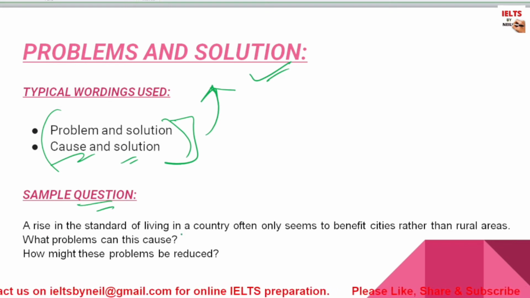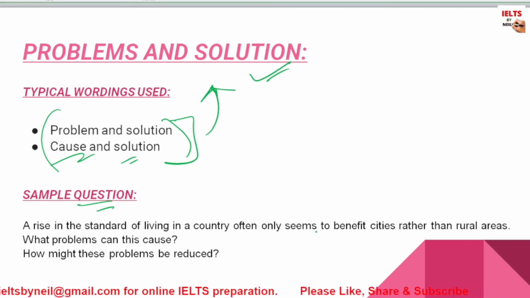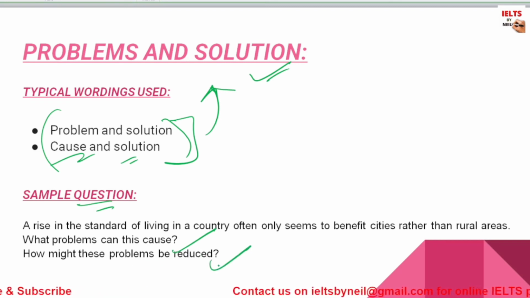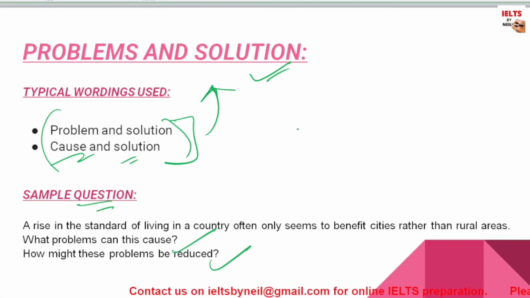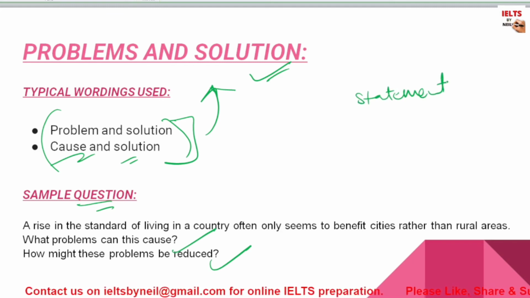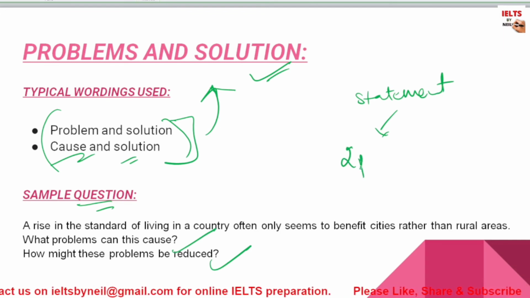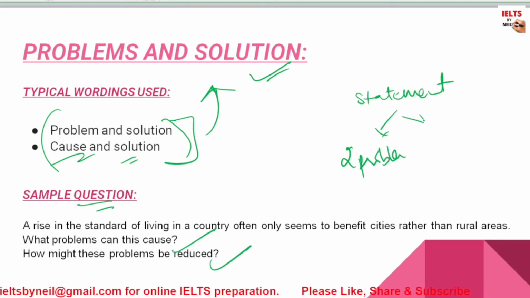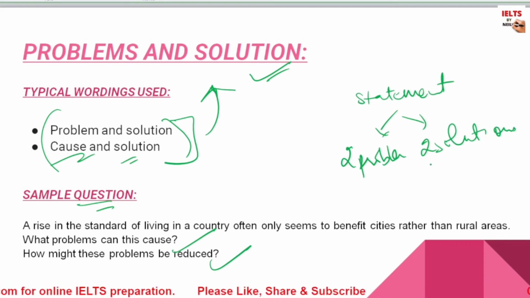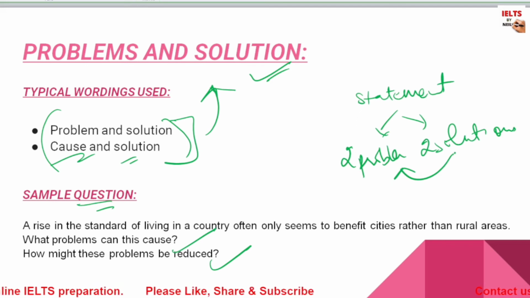A rise in standard of living in a country often seems to benefit cities rather than rural areas. What problems can this cause? How might these problems be reduced? So see, they're asking for solutions here. Okay, so in problem and solution, 1 statement is given and you have to write 2 problems and you have to provide 2 solutions. Make sure whatever the solutions you're providing are related to this problem.